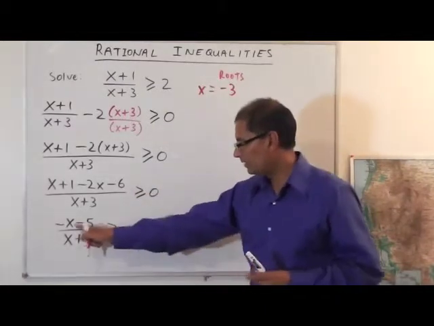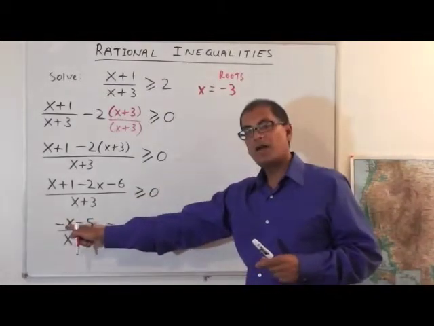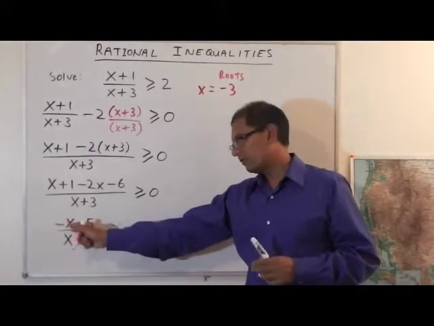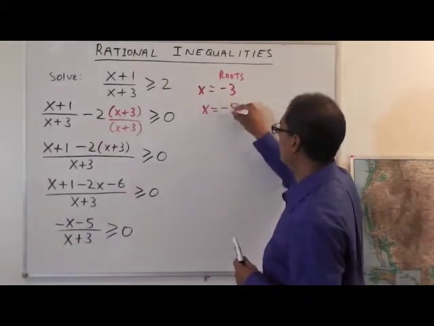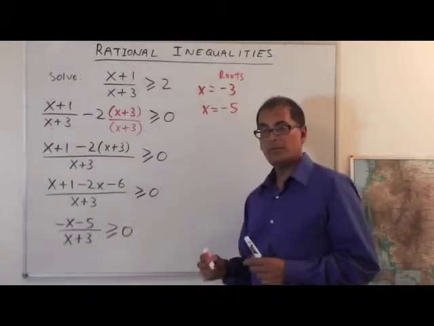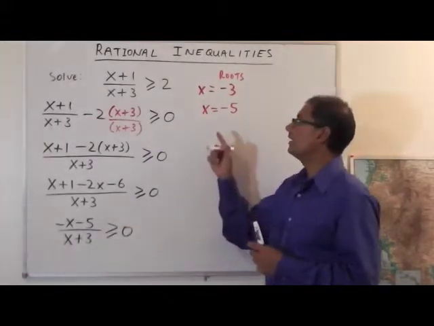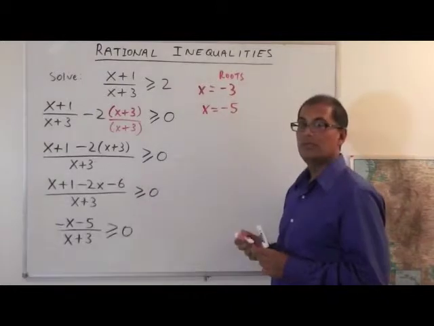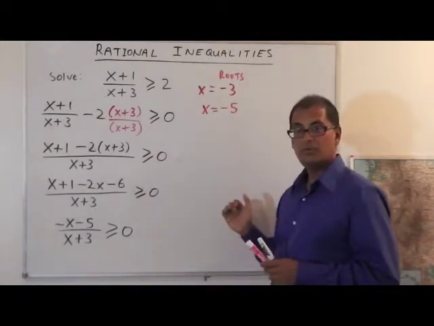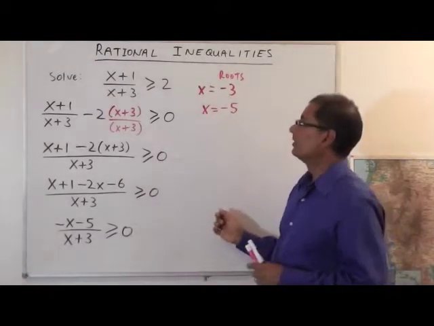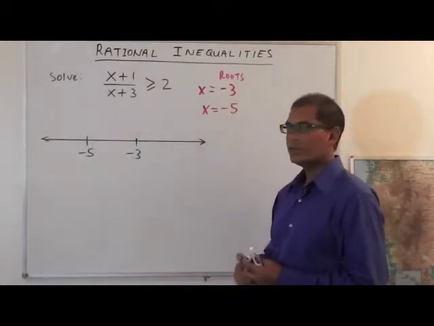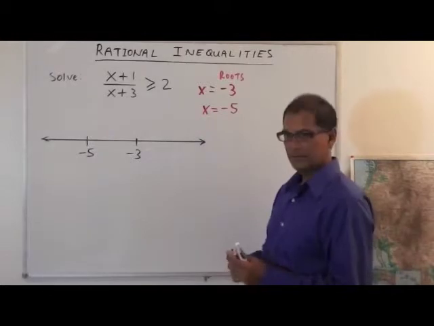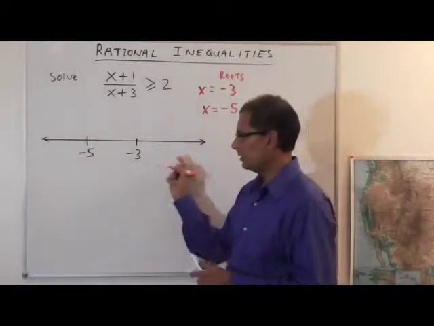And on top we see if x is negative 5, negative x gives me plus 5, minus 5 is 0. So if x is negative 5, that also makes the top 0. So we're going to have to divide up the number line using these two numbers, and then test numbers in those intervals in the original inequality to see if it works. So here's our number line with the two roots, negative 5 and negative 3. And we're going to test some numbers in these intervals.